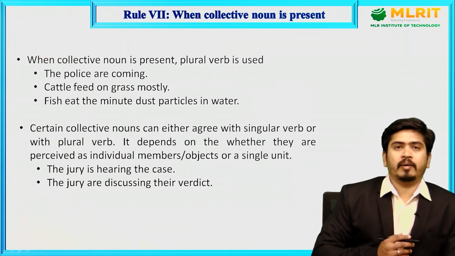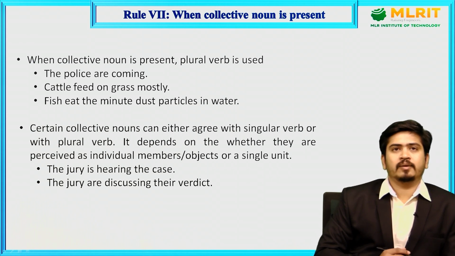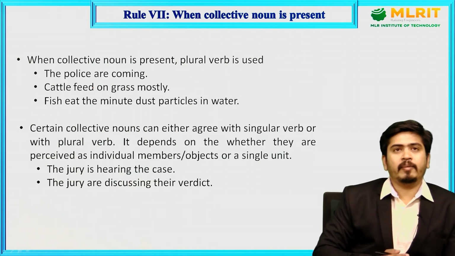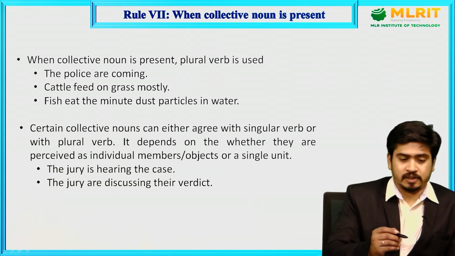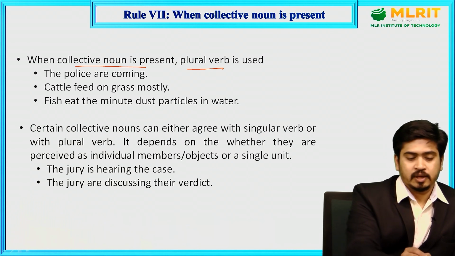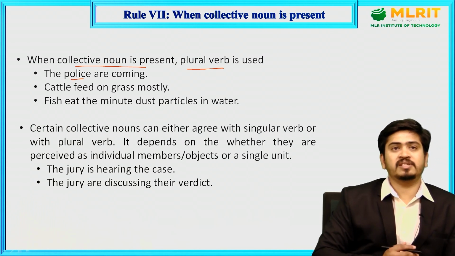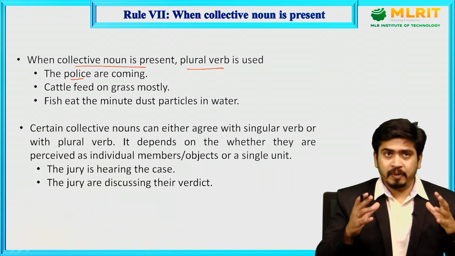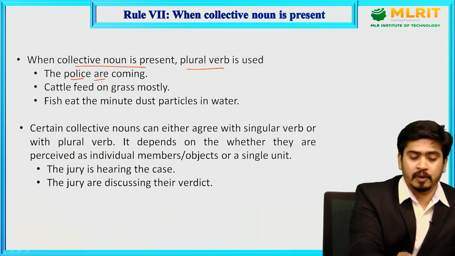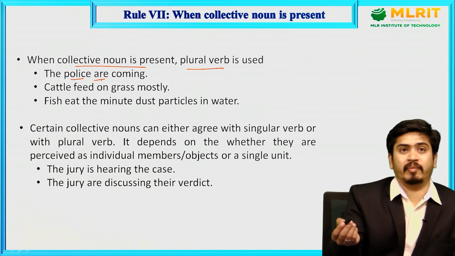Okay. Now coming to rule 7, when a collective noun is present. When a collective noun is present, a plural verb is used. Police. Police is a collective noun. It's a group of people together. Police are coming is correct. Are is a plural verb. You cannot say the police is coming.